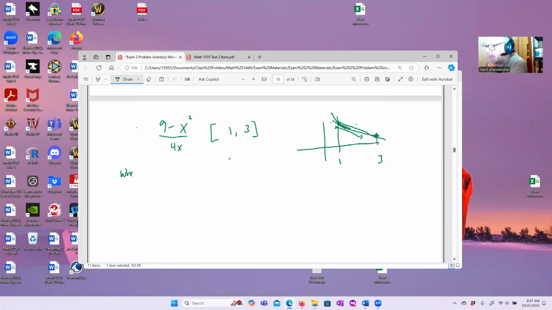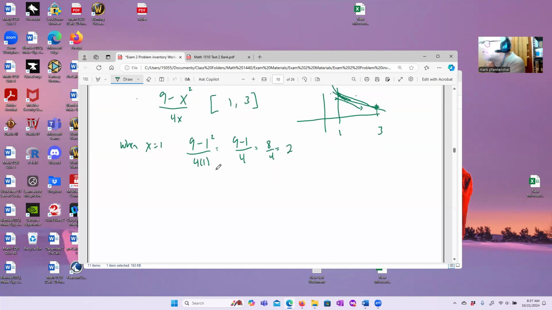So when x equals 1, we have 9 minus 1 squared over 4 times 1, which equals 9 minus 1 over 4. So we get 8 over 4 equals 2. I'm thinking whoever set this problem up must have been very kind to you. When x equals 3, we have 9 minus 3 squared over 4 times 3. That's going to be 9 minus 9, so we have 9 minus 9 on the top with 12 on the bottom, which is going to be 0.